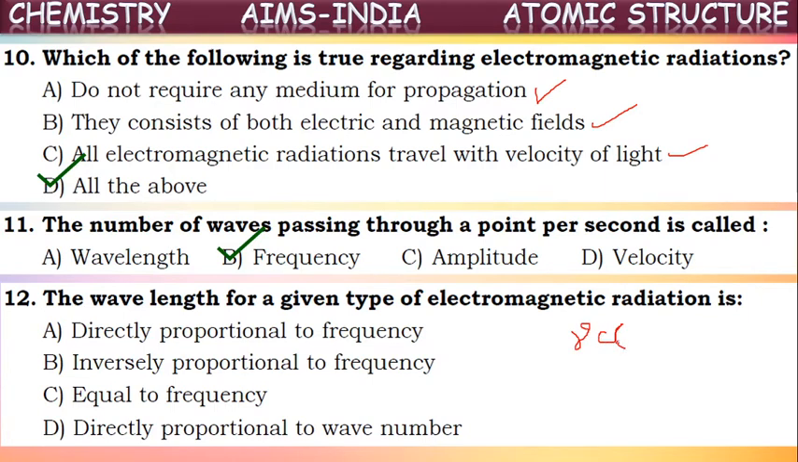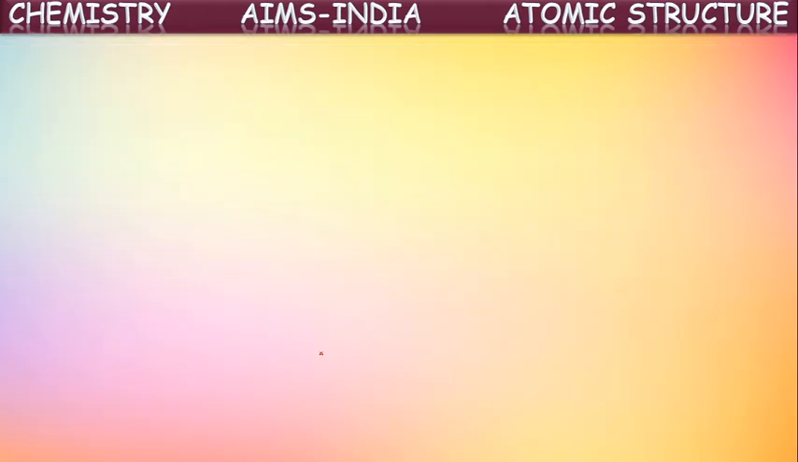That's why we write this relation. Nu is directly proportional to 1 by lambda, or nu is equal to c by lambda. So from this we can say these two are inversely proportional to one another. So where is it? The second option. Wavelength is inversely proportional to frequency.